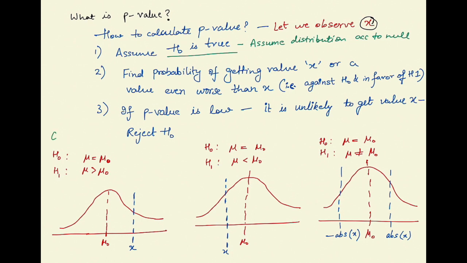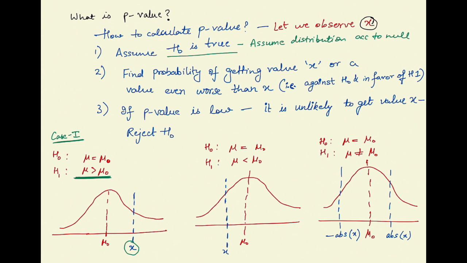For example, let's say in this case, which is case 1, our null hypothesis says that the distribution is a normal distribution with mean mu naught, and let's say we observe the observation x. So we calculate the probability that the value is x or even worse than x and favors that the mean is not mu naught. If the mean is not mu naught, then we can expect larger values. If the mean is higher, then on average we will expect larger values from the H1 distribution than from the H0 distribution.